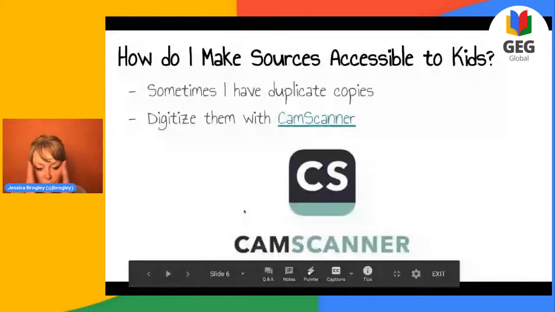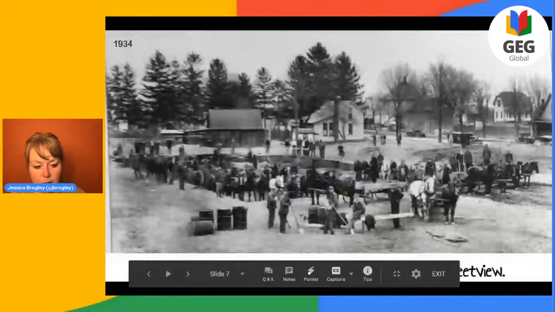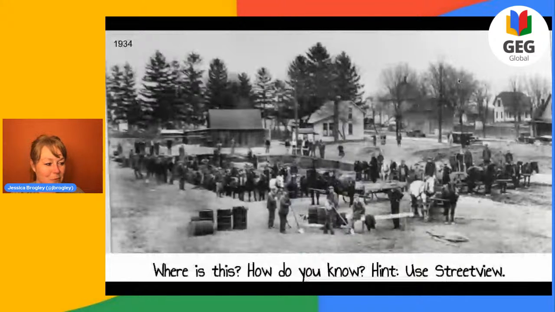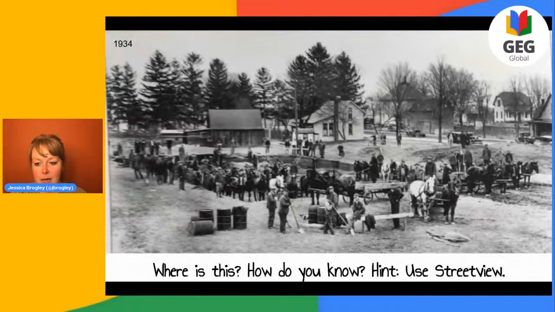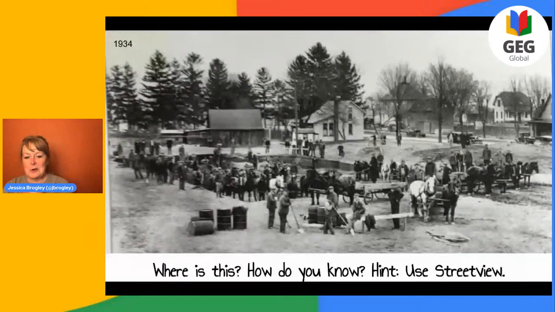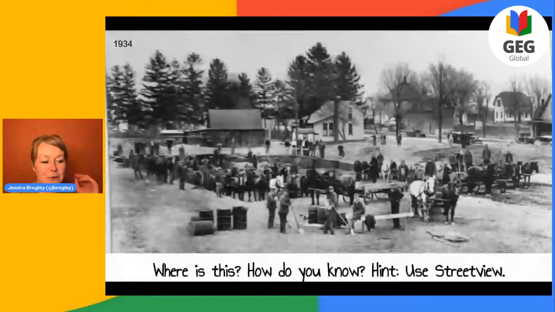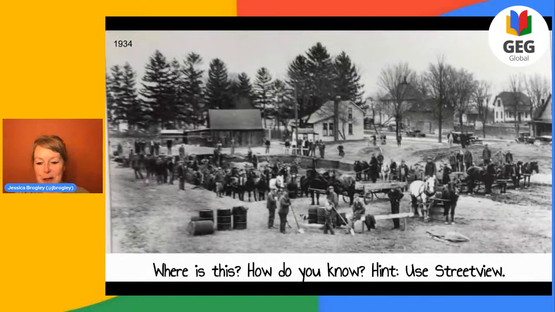Okay, so I'm going to try to do this without closing out of my presentation. I've got this picture here, and it's in Platteville, 1934. And I'd love to show this to kids, right? So let them figure out, where is this? And how do you know where it is? It's going to take them a little bit. If you have any guesses, judging by what you see, right? Let's see if we can figure out, what is this a picture of?